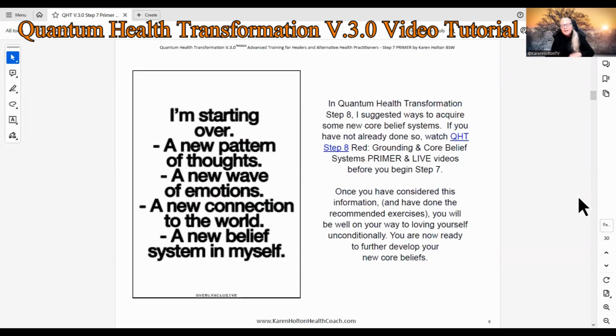With that out of the way, it's time to get started. There's an image here that says, "I'm starting over. A new pattern of thoughts, a new wave of emotions, a new connection to the world, a new belief system in myself."